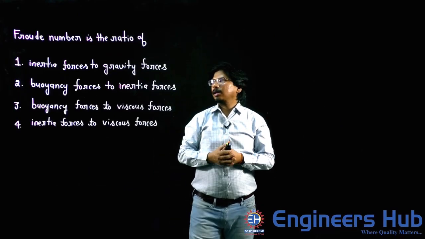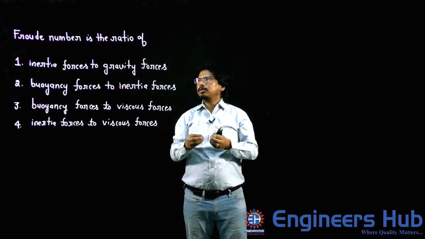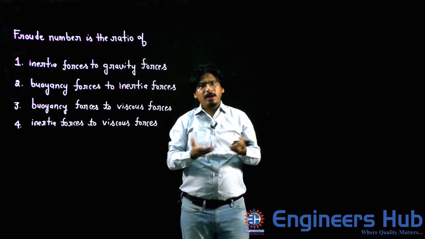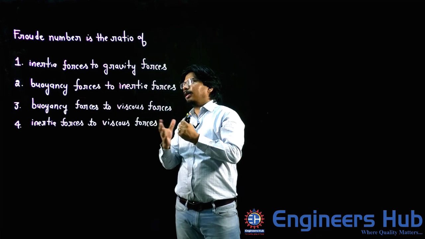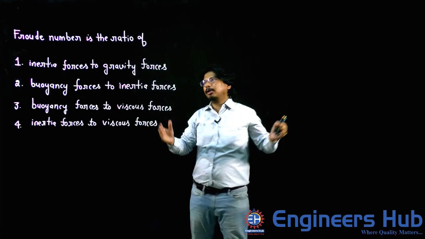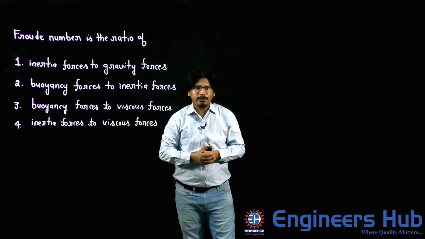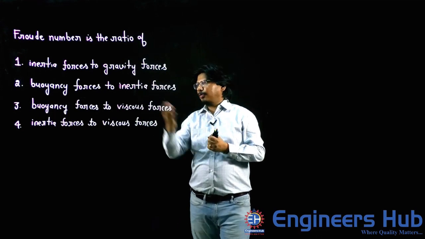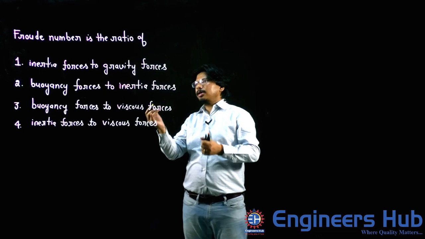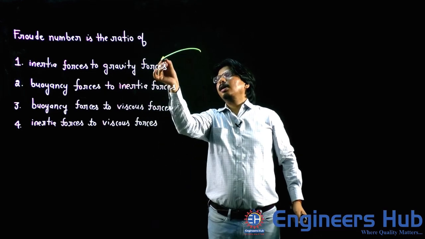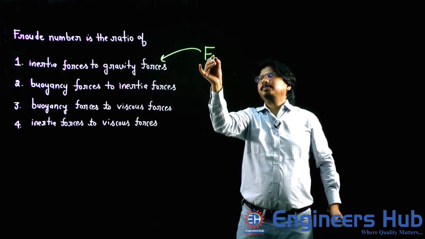My friend, this is the next question which came in GATE 2020 Mechanical forenoon session, fluid mechanics subject, and you see the chapter is dimensional analysis. Let us read the question. Froude number is the ratio of. So my friends, 4 options are given. We know already Froude number is the ratio of inertia forces to the gravity forces.